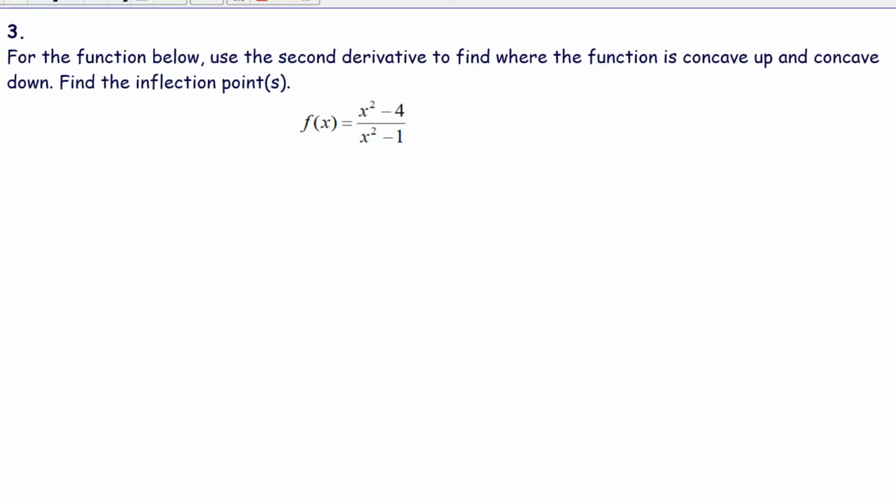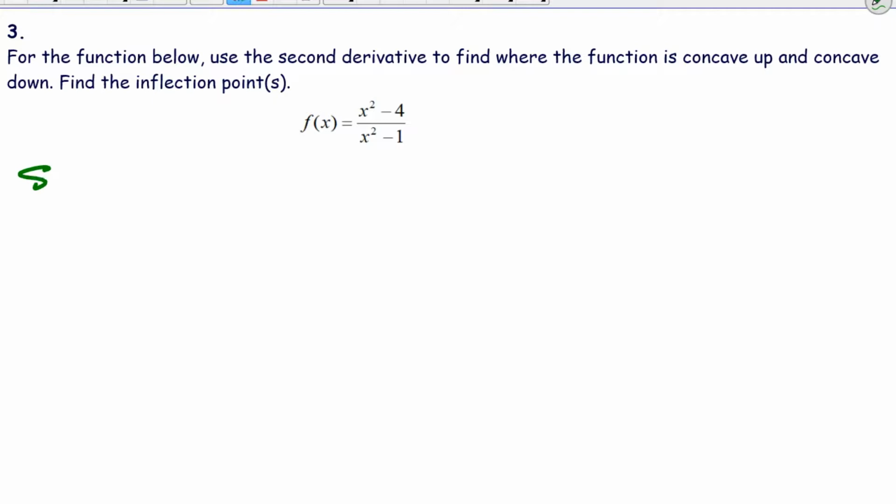For the function below, use the second derivative to find where the function is concave up, concave down, and find the inflection points. So this is a rational function, and we had previously differentiated this function. So we have the first derivative. I had already calculated that in the previous videos. But anyway, the first step is to find the first and the second derivative.